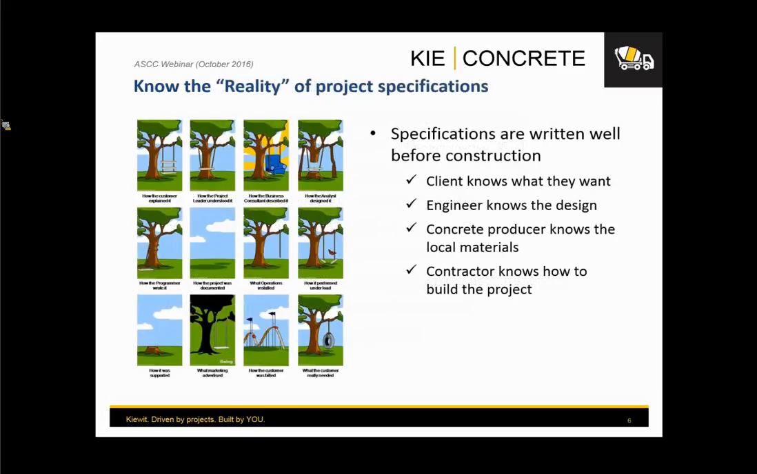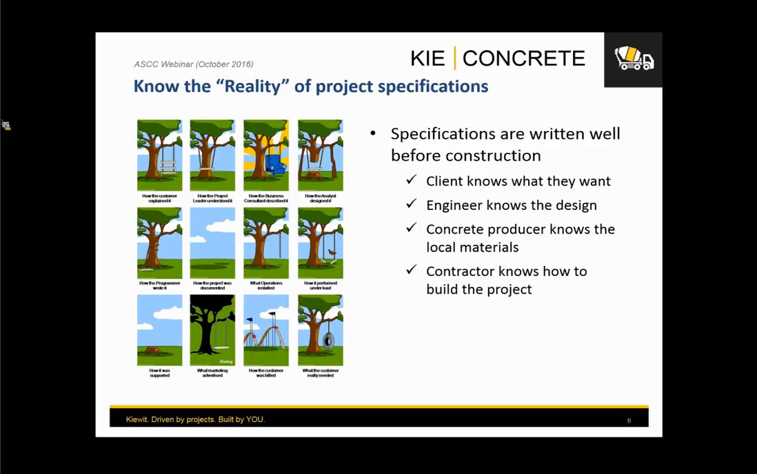Now the other thing is about the reality of the specs, right? There's a truth about the specs, and it's so basic. The truth is that there are different ways of looking at the project, right? There are different approaches. You have an architect, an engineer, a client that owns the project, the contractor, the producer.